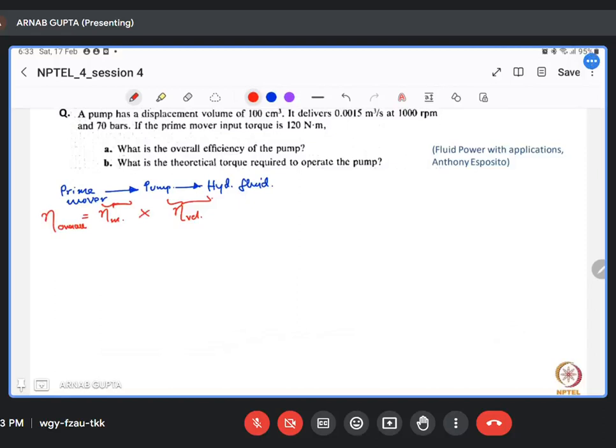Okay. So with that, we will try to solve this numerical. A pump has a displacement volume of 100 centimeter cube. So VD is 100 centimeter cube. It's a good practice to convert these things into SI units.